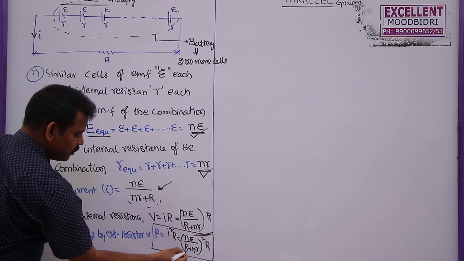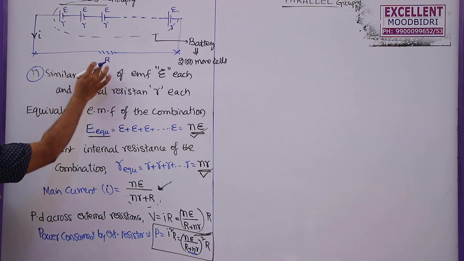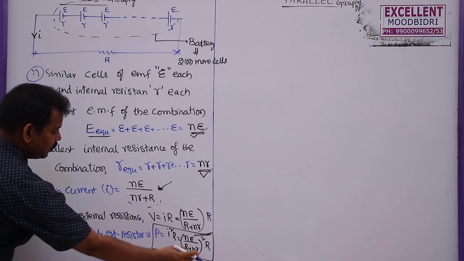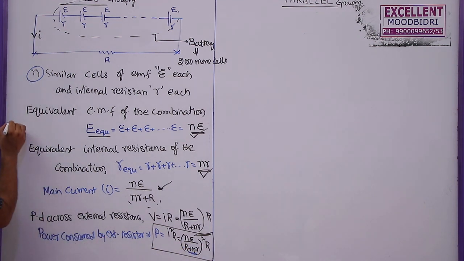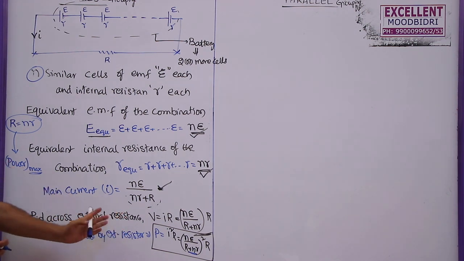For the power to be maximum, this denominator should be minimum. So the external resistance will consume maximum power when the denominator is least, that is, if capital R is equal to nr, then the power consumed will be maximum. This we will discuss in the next topic, the maximum power consumption theory, where we will discuss this power as well as the maximum power consumed.